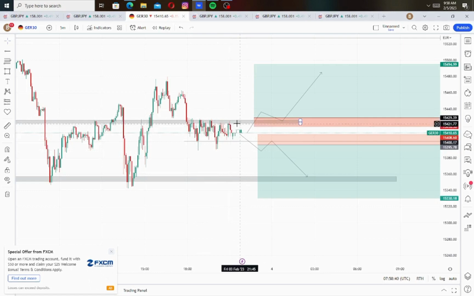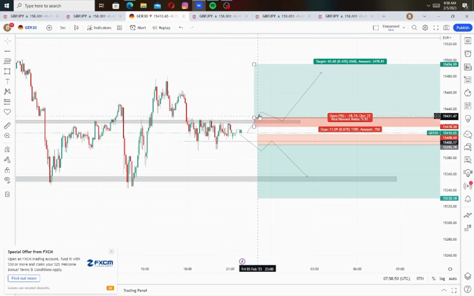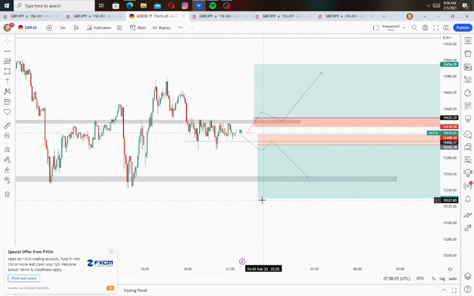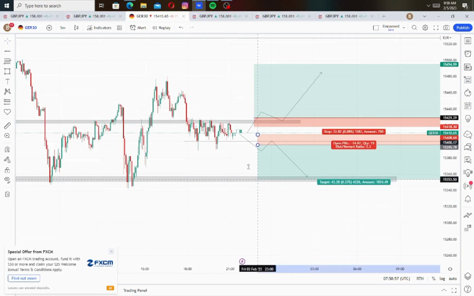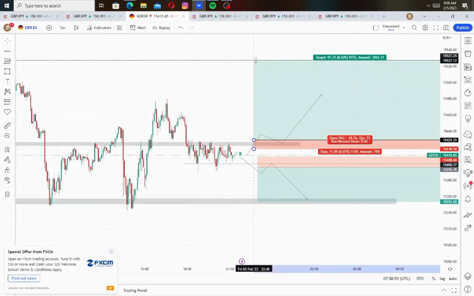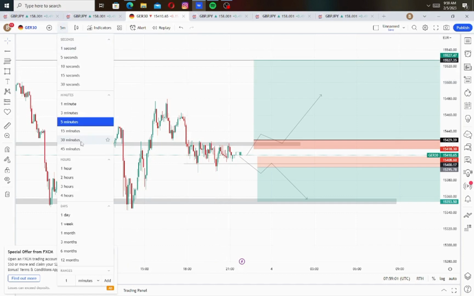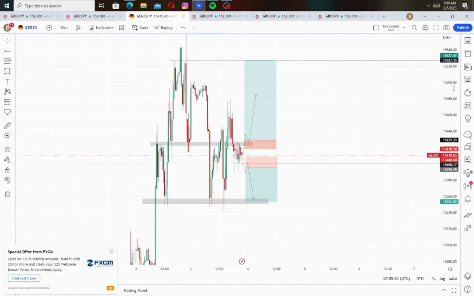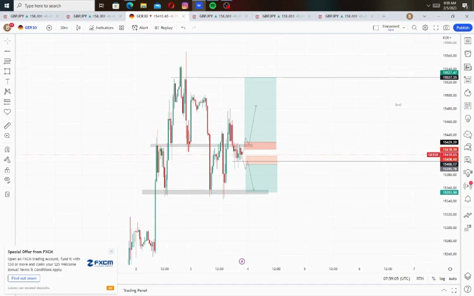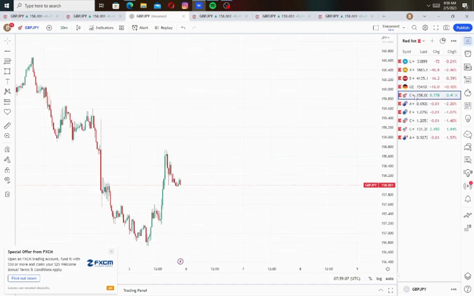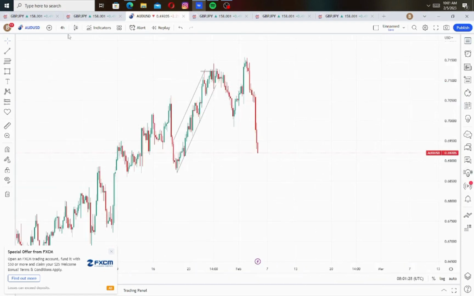It hasn't passed this key level right here, and it hasn't passed this small support right here. So what I am hoping for is that it breaks below this level or above this level and goes up. Then our TPs would be maybe here and here. So yeah, this is the last thing we're gonna look at today.